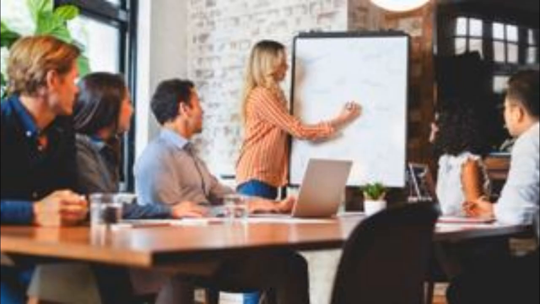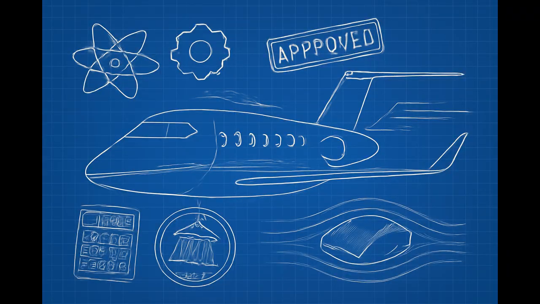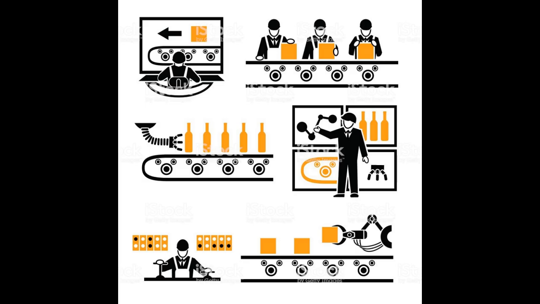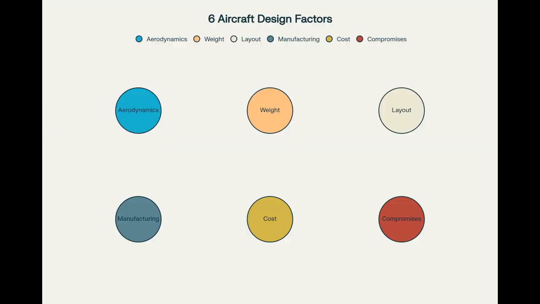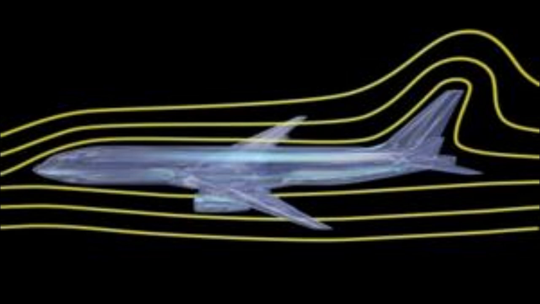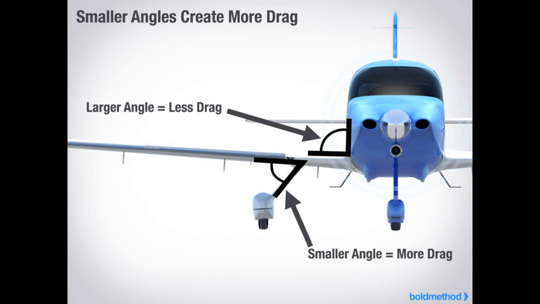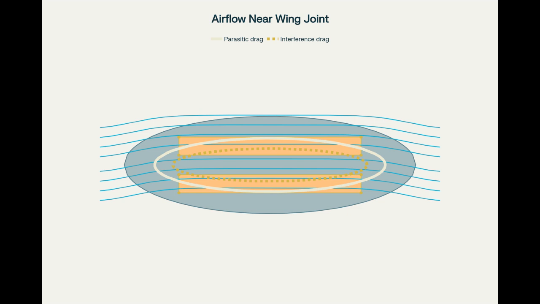So, what drives the decisions behind all these configurations? It's a mix of science, engineering, cost, and even politics. Let's break down the main factors that influence airplane design. First, aerodynamics. Every aircraft is shaped to fight drag, generate lift, and maintain stable airflow. Designers aim to reduce drag, especially parasitic drag and interference drag that occurs where surfaces meet.